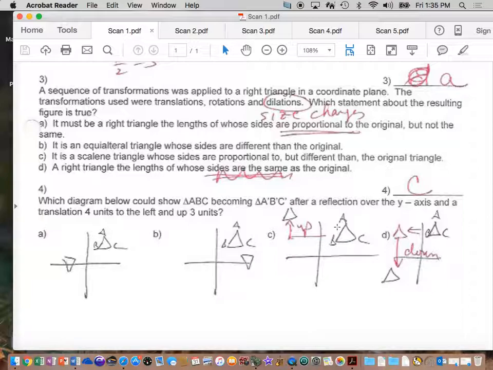So then the question is, since there is a dilation in there, is the size going to change, yes or no? Yes. There is a dilation in there. What does a dilation do? Change the size. It makes it bigger or smaller. So the size must change. Which one changes size? Choice A or choice D? Choice A. Choice D says the size stays the same as the original. So it has to be choice A.